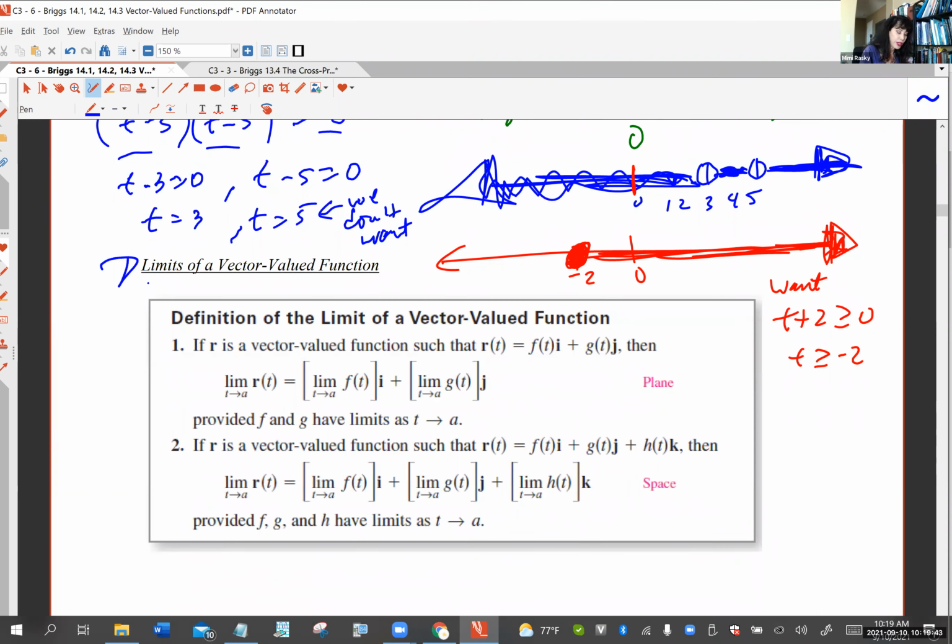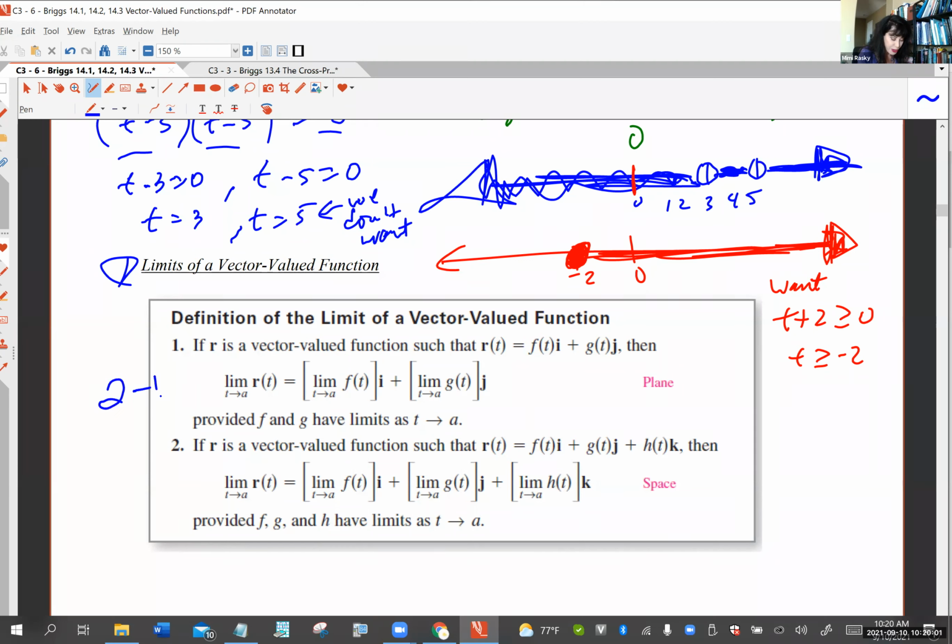So I'm going to move on. We're going to do limits now. We did domains last time, so I encourage you to review that. It's an important concept. So what about limits? How do you take a limit of a vector valued function? Well, it's actually pretty easy.